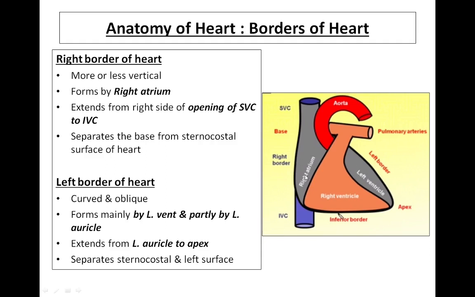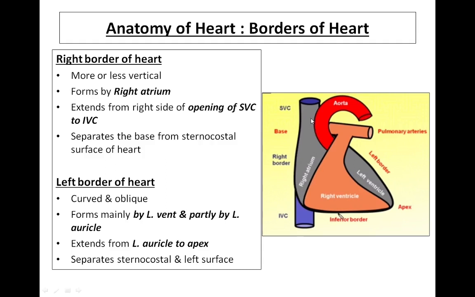Then come to the right border. How is this border formed? This right border is almost vertical, more or less vertical, and is formed by the right atrium. There is no question of the left atrium, left ventricle or right ventricle. The direct answer is that the right border of the heart is formed by the right atrium.